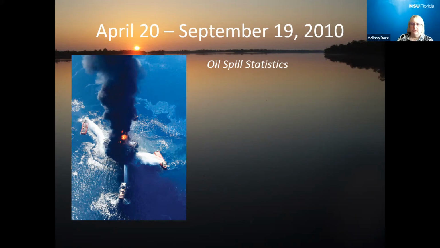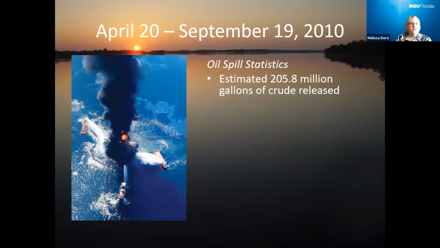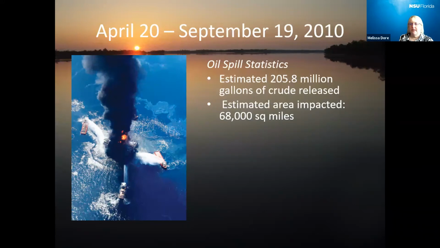So the oil spill, let's go through some of these statistics on this because it's kind of scary. 205.8 million gallons of crude oil were released during this oil spill. Of that, 68,000 square miles of the entire Gulf and the land and wetlands around it were impacted. So this oil is not like the oil that you use to change your car's oil or your gasoline. It is like tar. It is asphalt like, it is tar balls. So it is really, really thick.